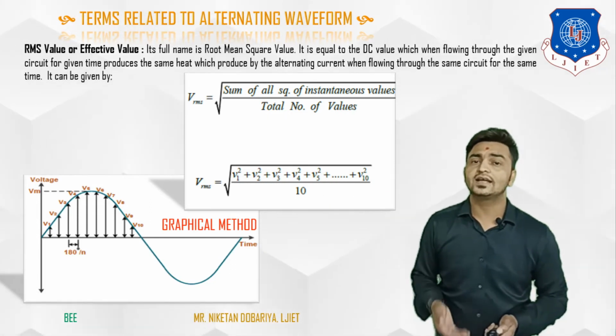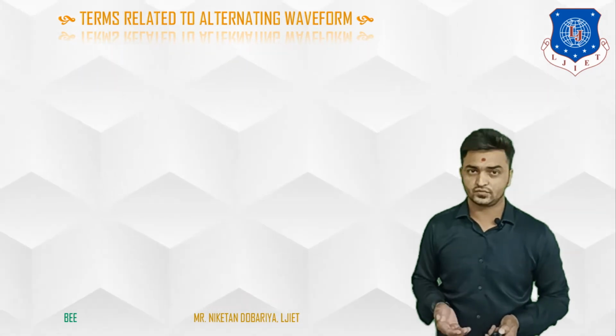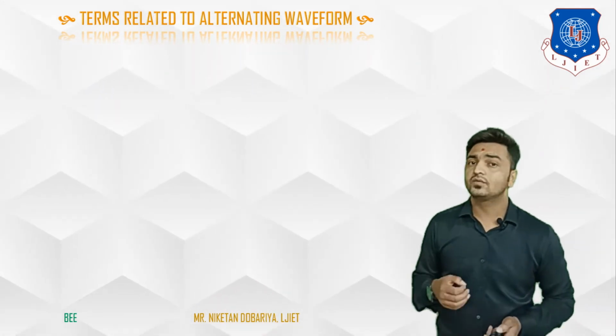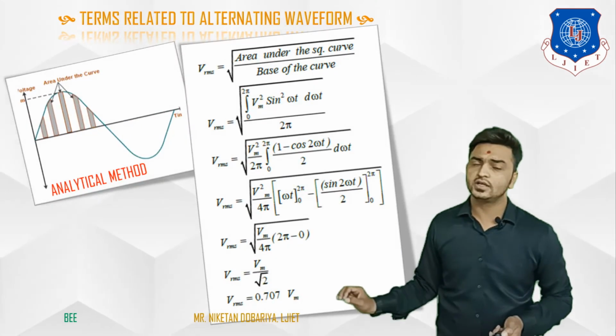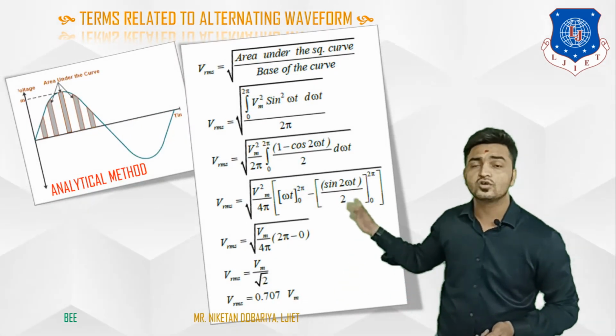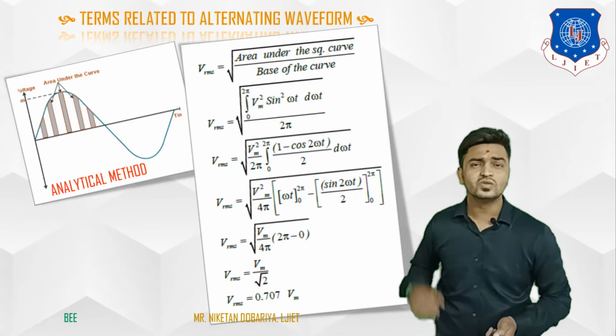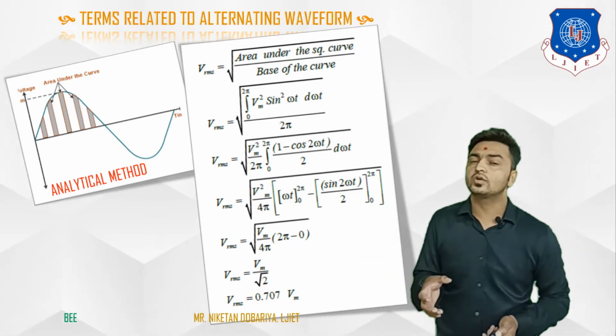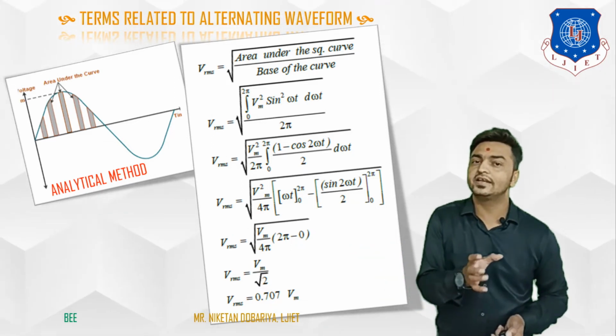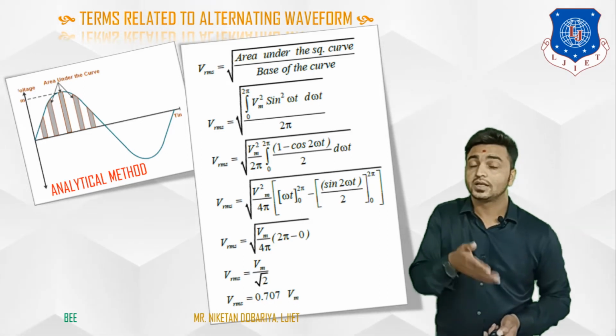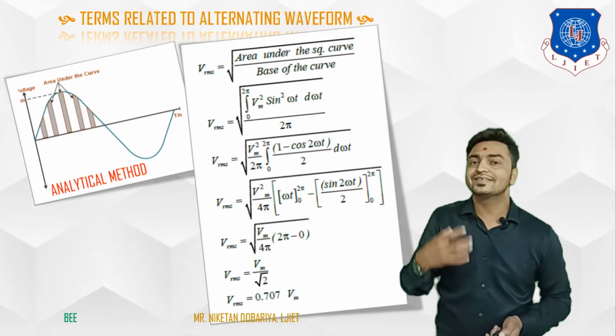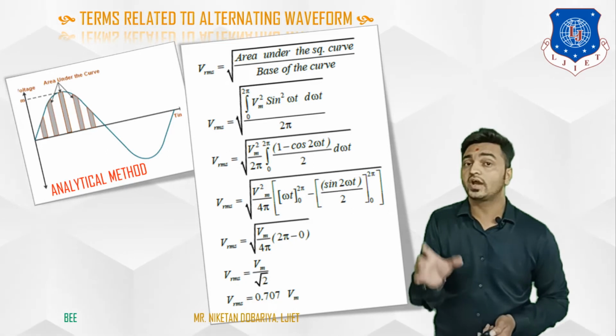Again, we can use the analytical method to find the RMS value. For that, we will consider the same diagram over here, and again the same positive half cycle. If we calculate the RMS value based on the analytical method, first of all, as its name indicates, we will find the square value.